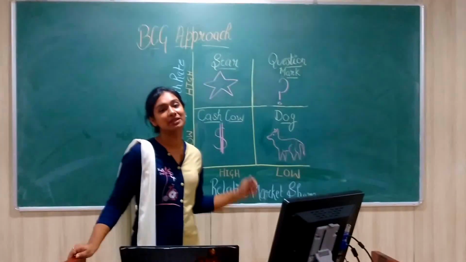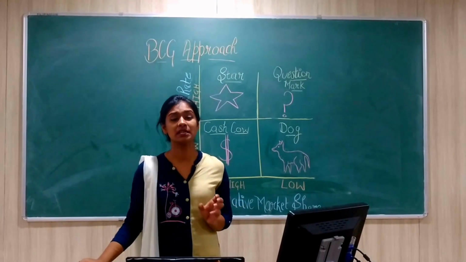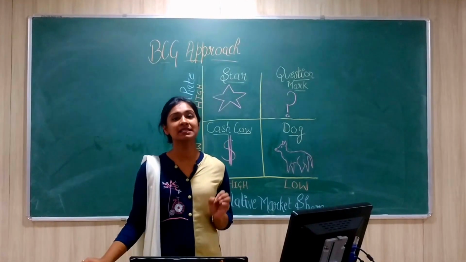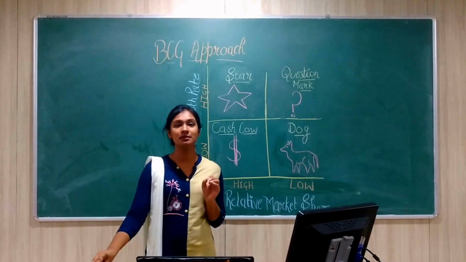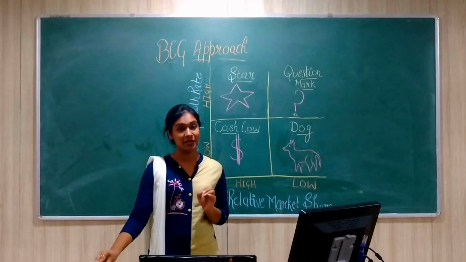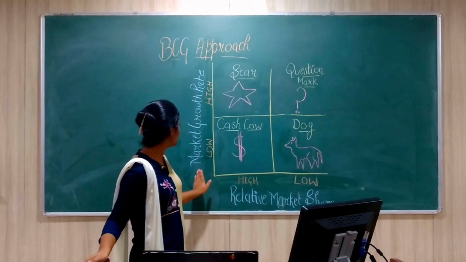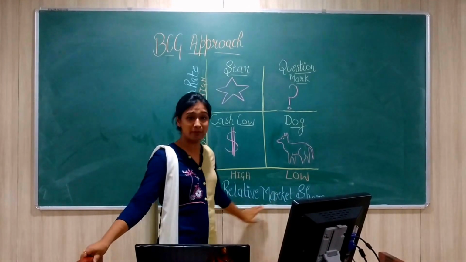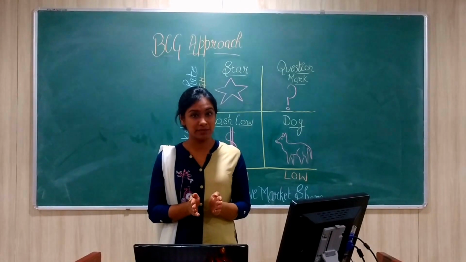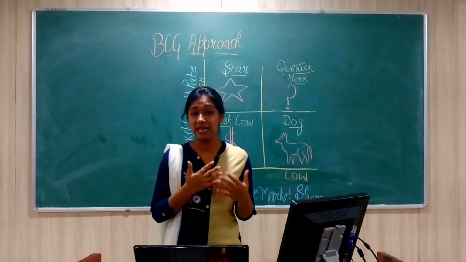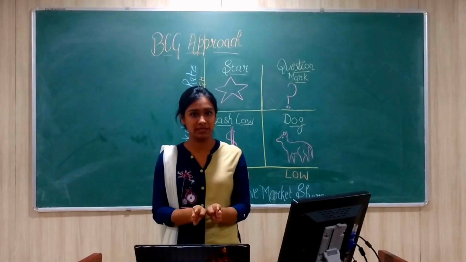I'm going to explain the BCG approach of marketing management. BCG, or the Boston Consulting Group approach, is also called the market growth matrix. The BCG approach is a portfolio planning method which is used by companies to evaluate their SBUs with the help of market growth rate and relative market share. These SBUs can be a division of the company, a particular product line of that division, or a single product or brand of that company.